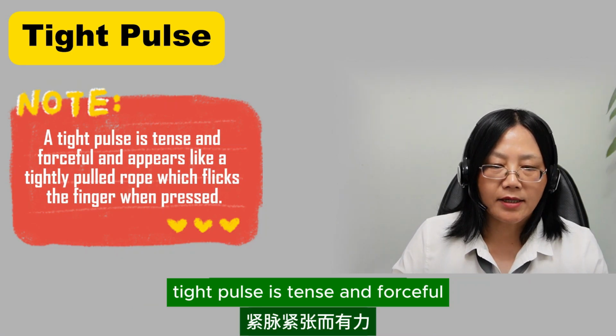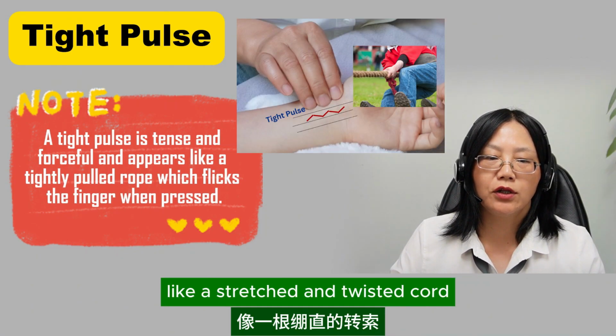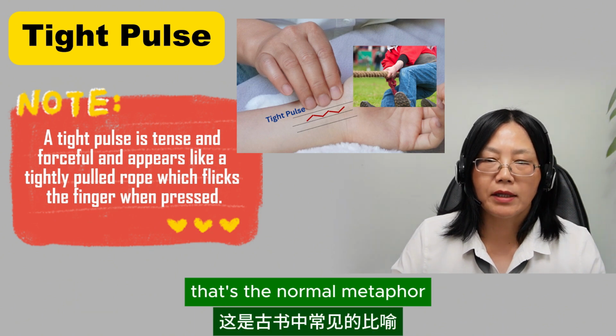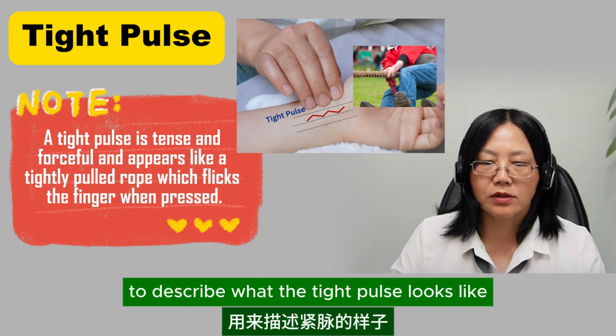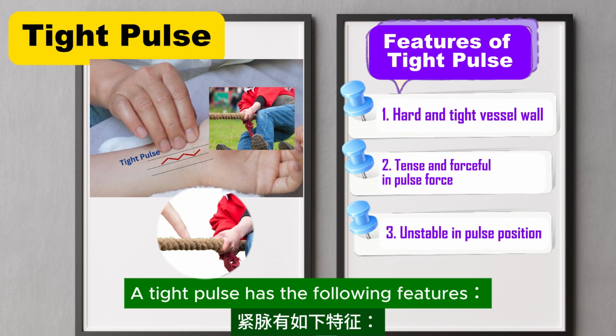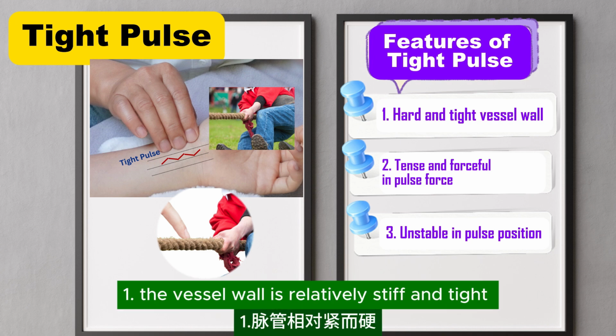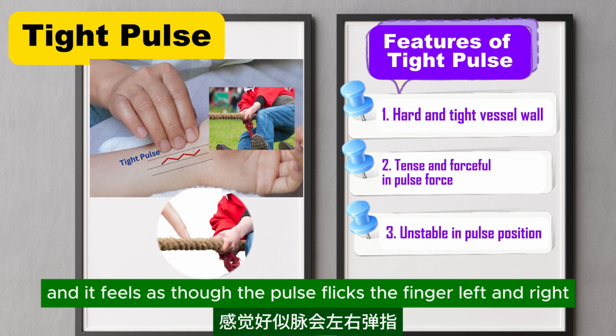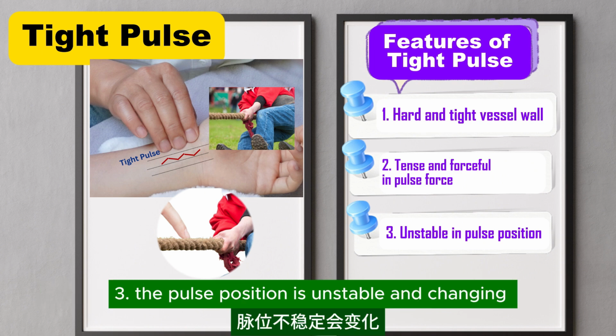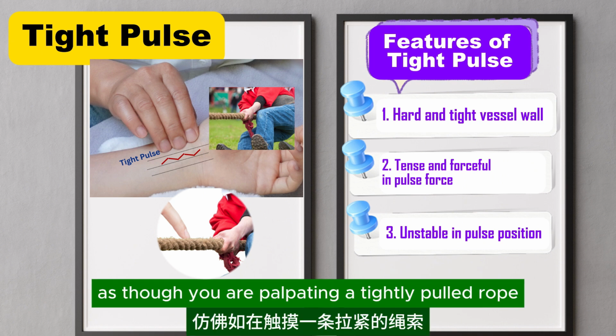Tight pulse. It's tense and forceful, like a stretched and twisted cord. That's the metaphor in the ancient books to describe what the tight pulse looks like. A tight pulse has the following features. 1. The vessel wall is relatively stiff and tight. 2. The pulse force is tense and forceful, and it feels as though the pulse flicks the finger left and right. 3. The pulse condition is unstable and changing, as though you are palpating a tightly pulled rope.